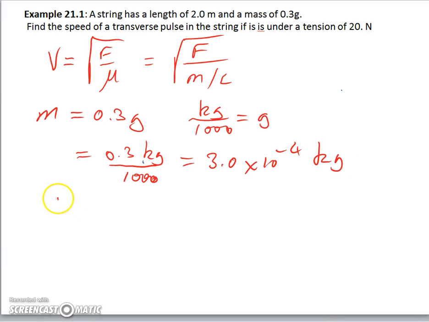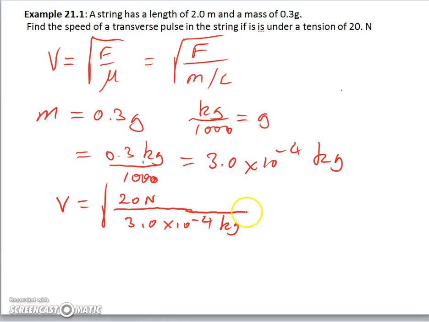kilograms. So our velocity is equal to the square root of the force of 20 newtons divided by a mass of 3.0 times 10 to the minus 4 kilograms divided by, in turn, the length of 2.0 meters.